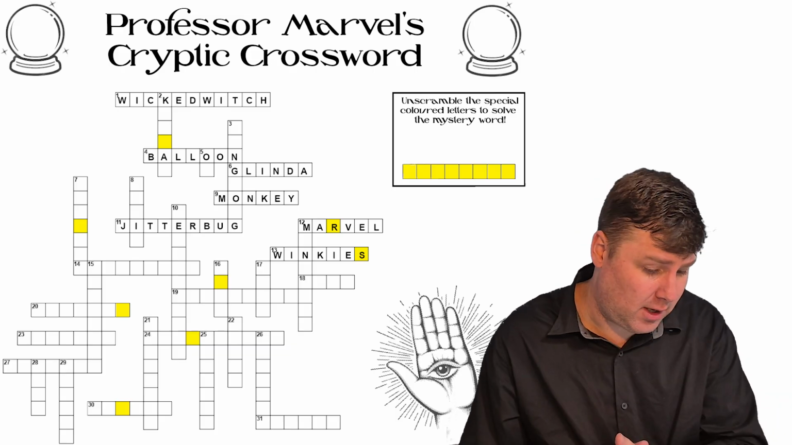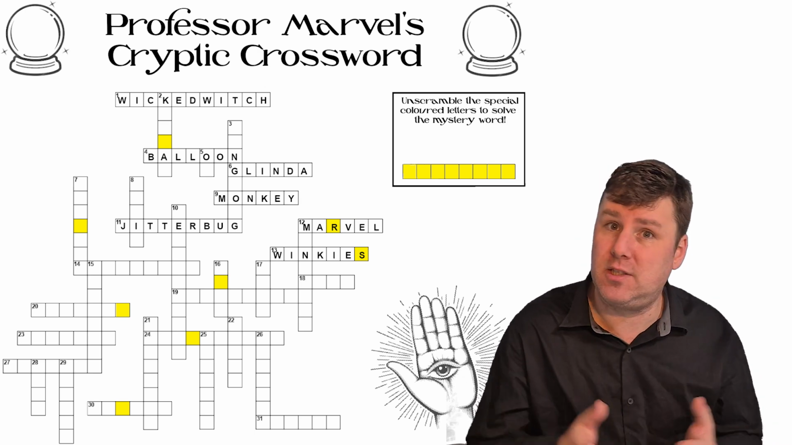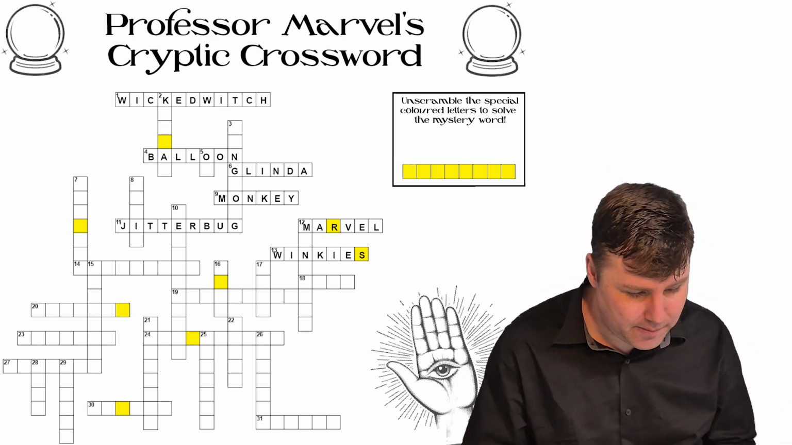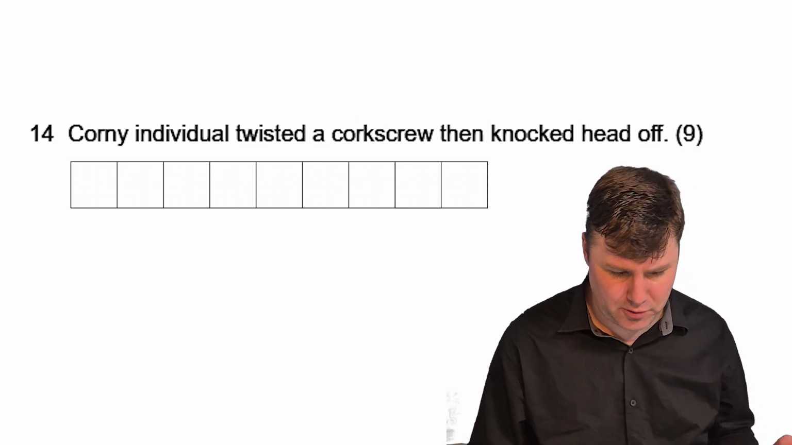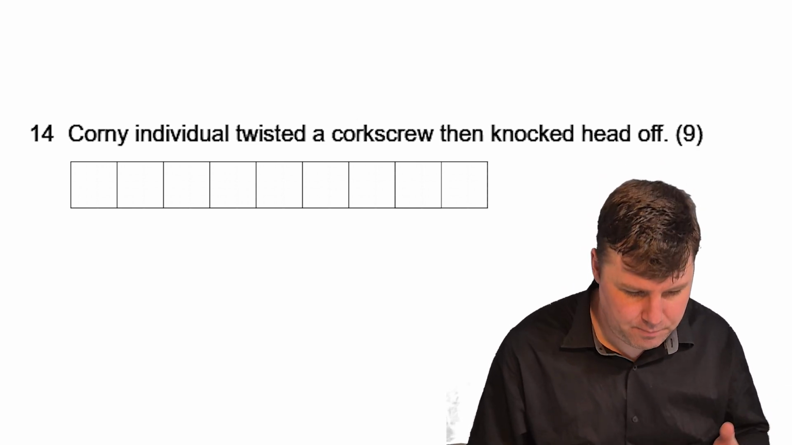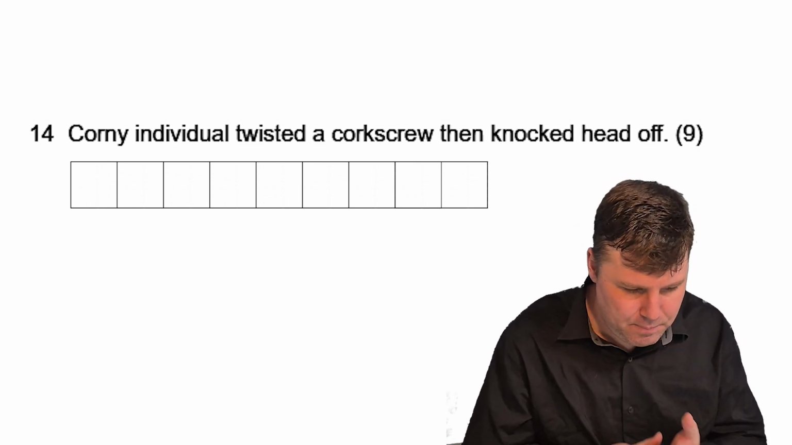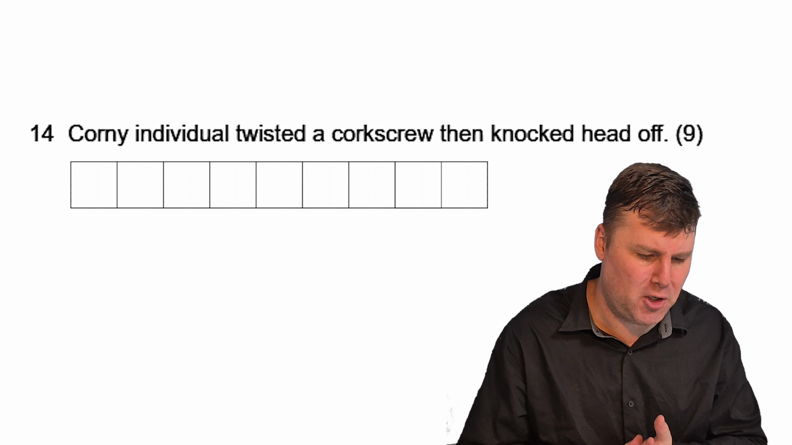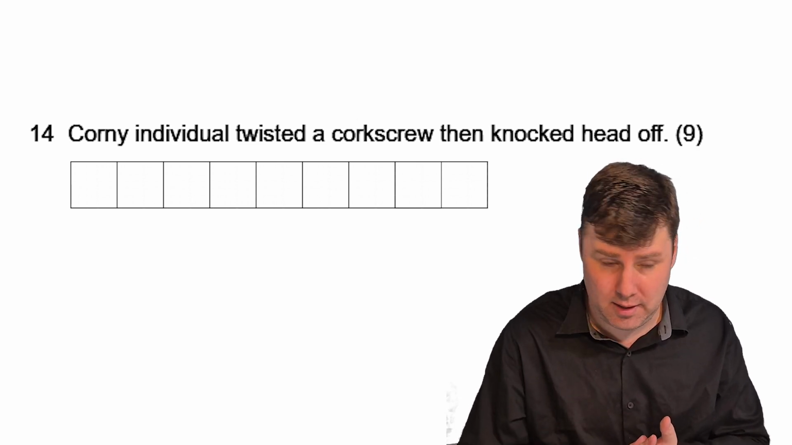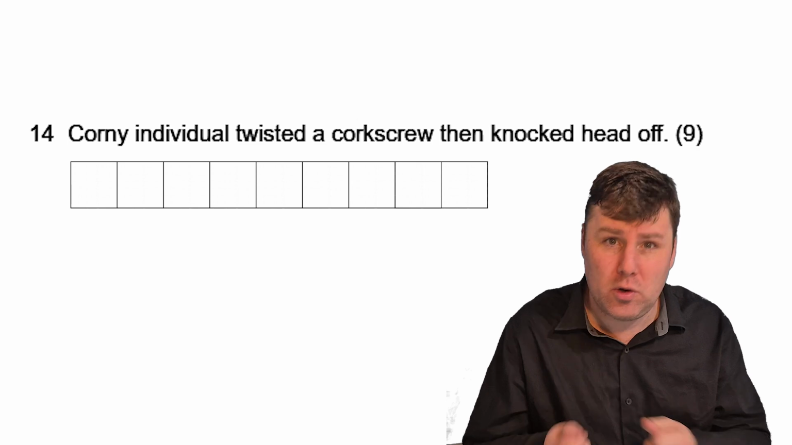Okay, 14 across. This clue was many people's favourite from the test audiences that I sent this to early on. Corny individual twisted a corkscrew, then knocked head off. Now, corny individual, you'd think someone like a joker, a jester. There's also the word corny, giving you a bit of clue there. This person might hang around corn a bit. And this corny individual twisted a corkscrew.